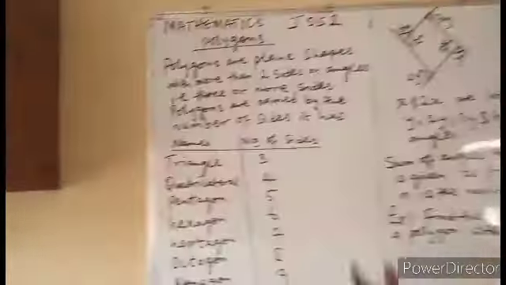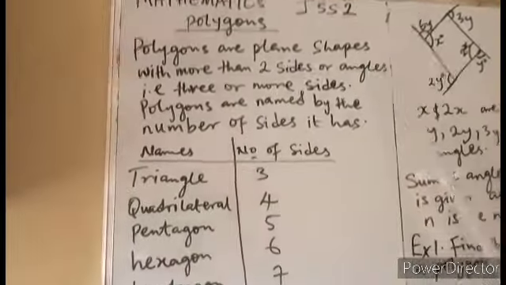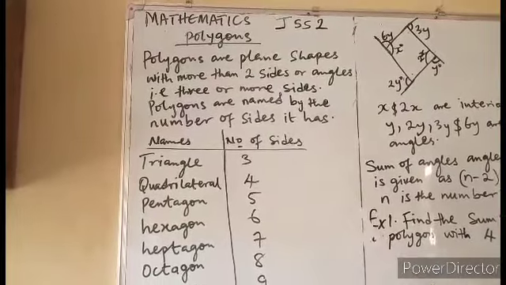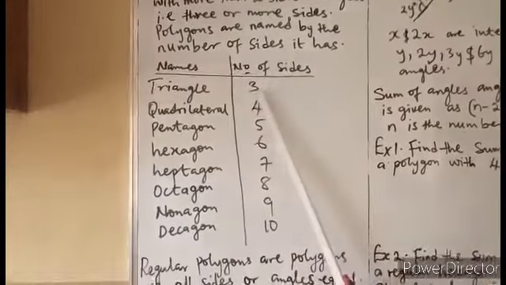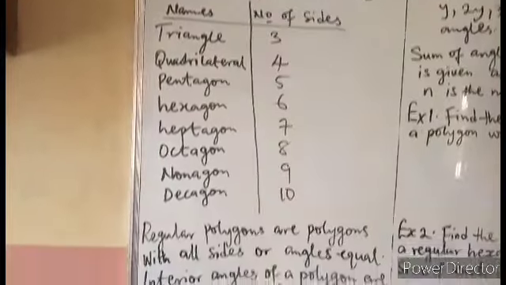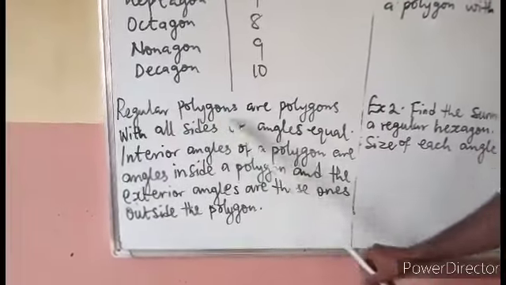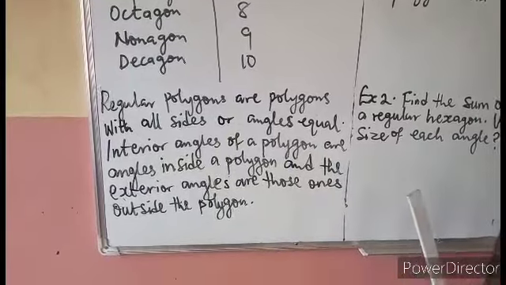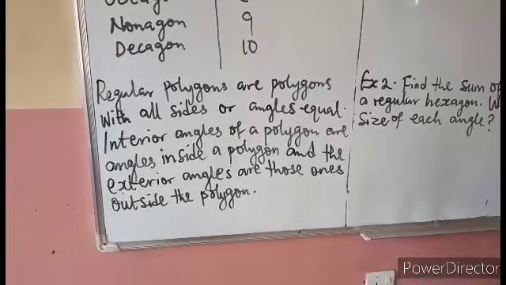So we have polygons, and what are polygons? Polygons are plane shapes with more than two sides or angles. That is, it can be three or more sides or angles. Polygons are named by the number of sides it has. If it has three sides, you call it triangle. Four sides, quadrilateral. Five sides, pentagon, and so on. We have regular polygons and irregular polygons. Regular polygons are those polygons with all the sides or angles equal. Irregular ones don't have any definite side or angles.